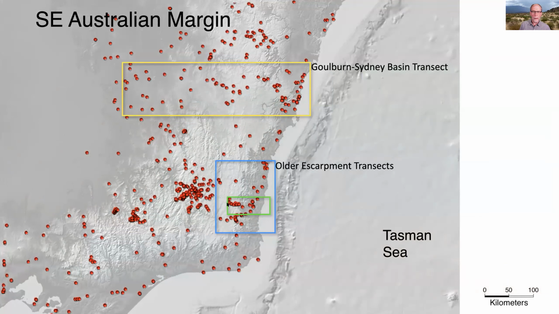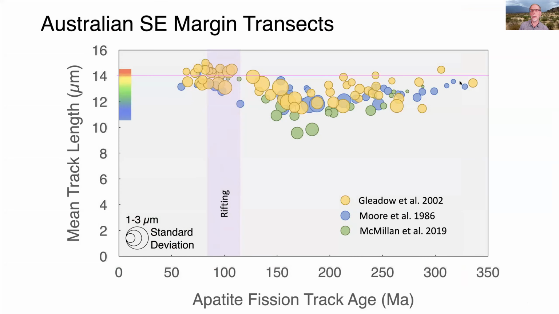Looking at a much broader regional perspective, we have a great deal more data around the region than just in that one transect, which has been repeated now in 4 different studies, at least to my knowledge, all showing much the same pattern. But if we look more broadly at that same region and at a broader transect from about Goulburn through to the southern Sydney Basin, we can see the data superimposed on this boomerang plot here of mean track length against apparent apatite fission track age.